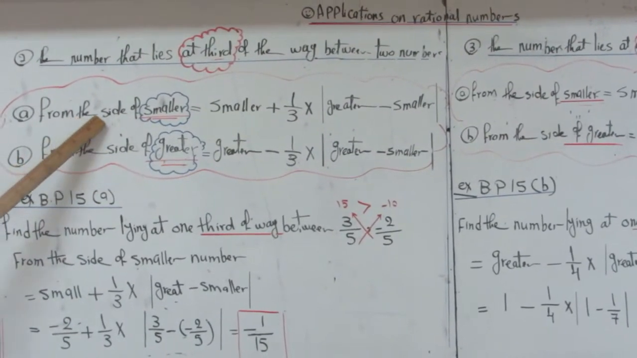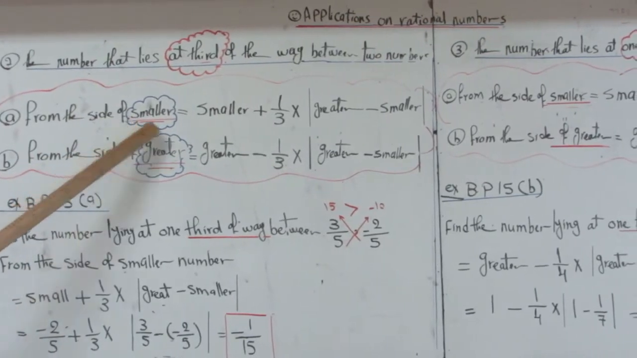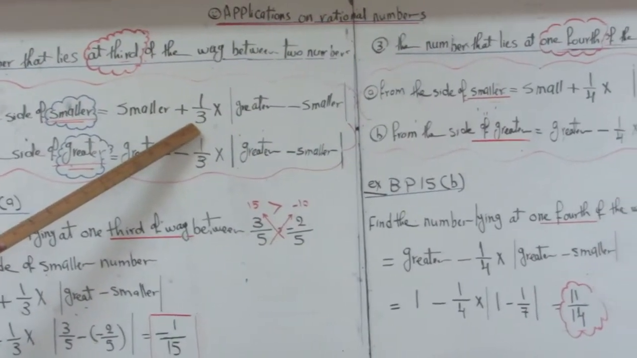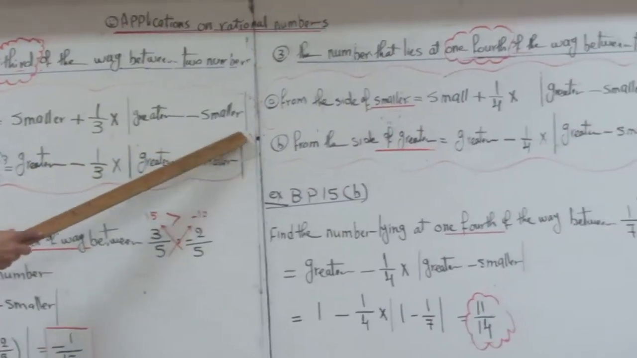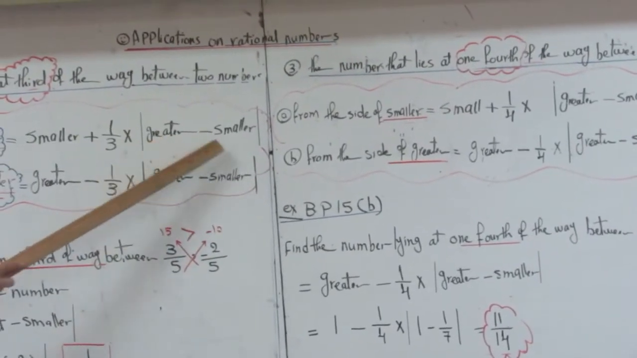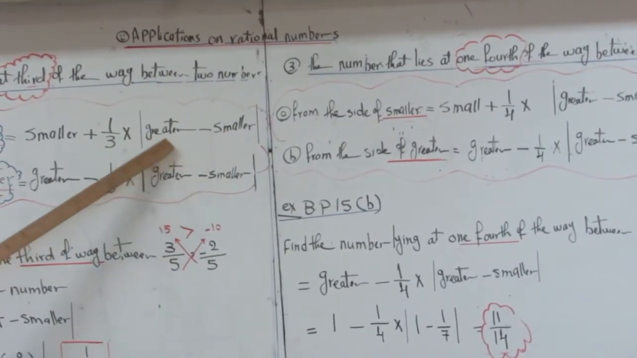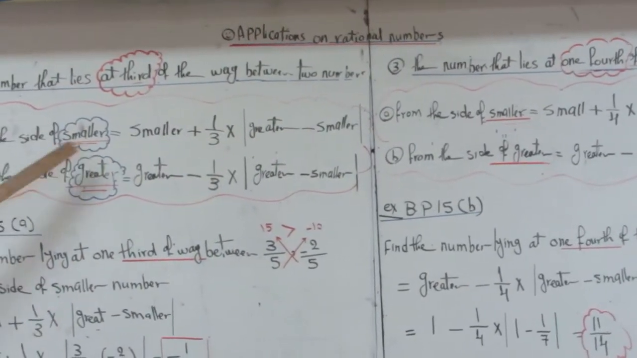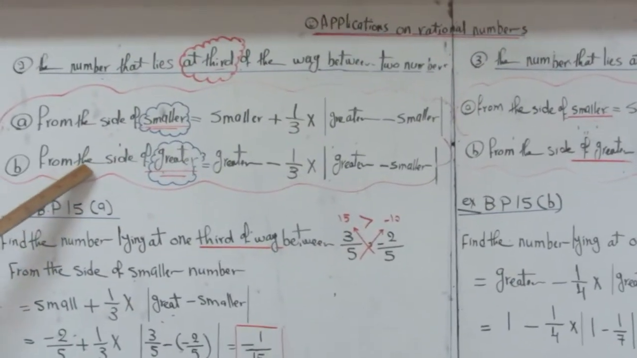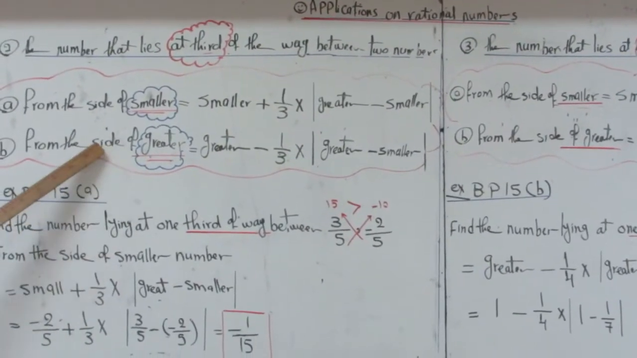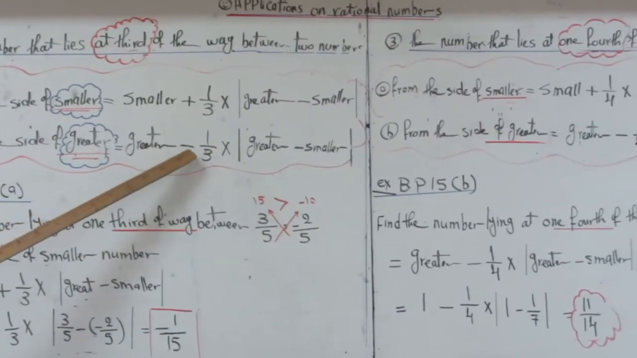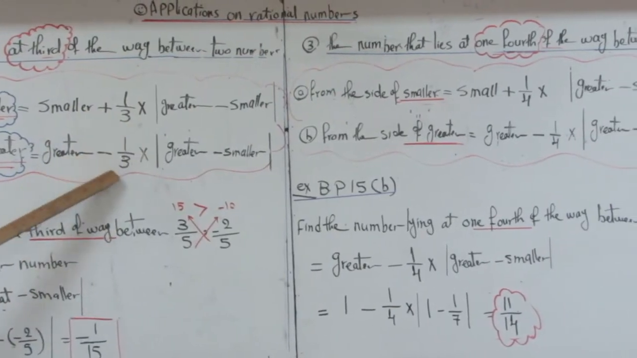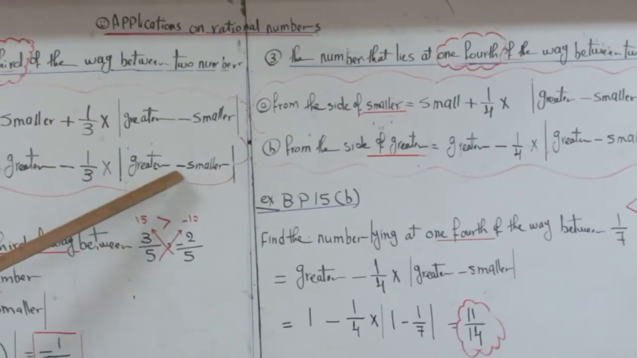The first rule, from the side of the smaller: I will get the smaller number plus the distance, which is a third, times the absolute value of the difference between the greater and the smaller. I will subtract the smaller from the greater. This is from the smaller side. The second one, from the side of the greater number: the greater minus the distance, which is a third times the greater minus the smaller.